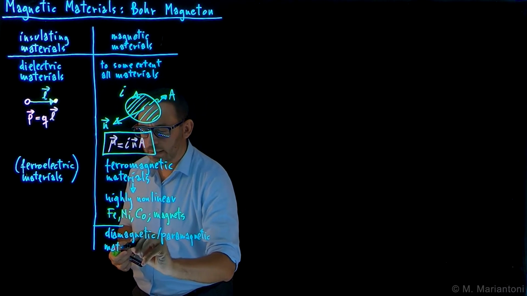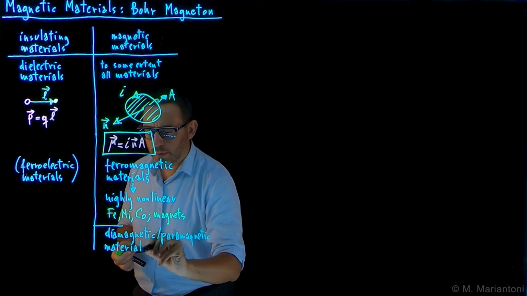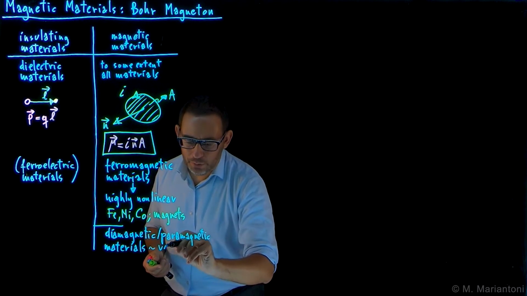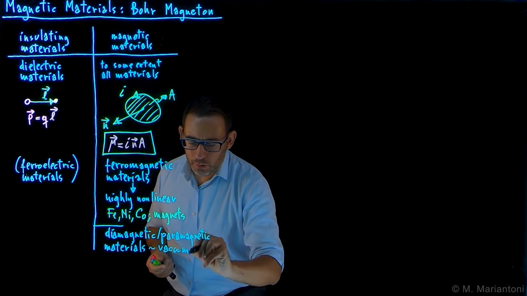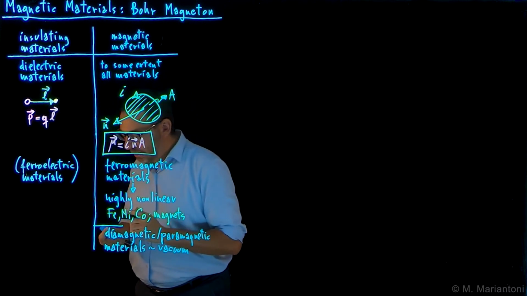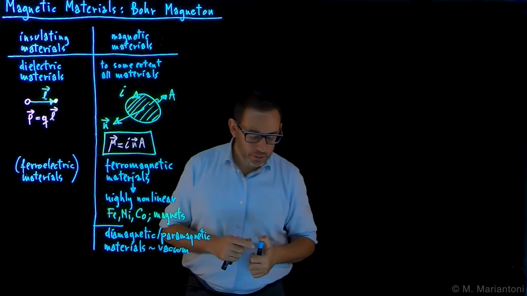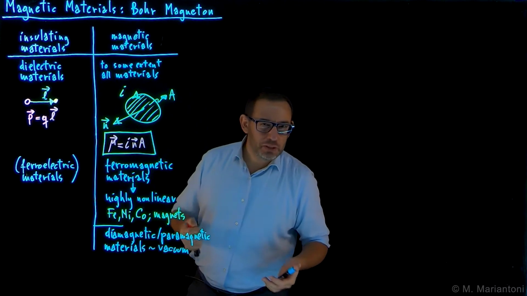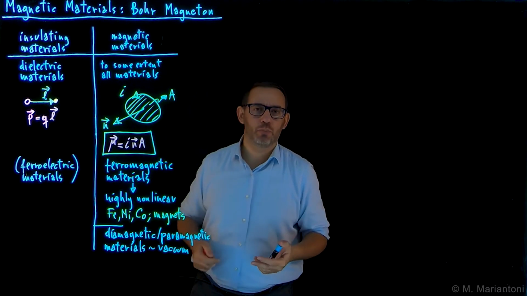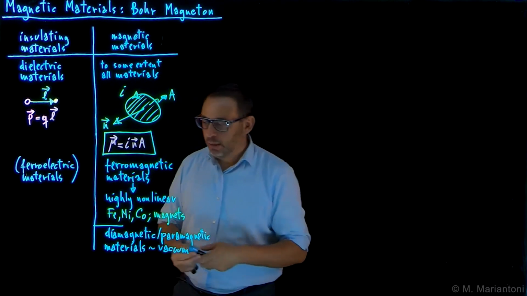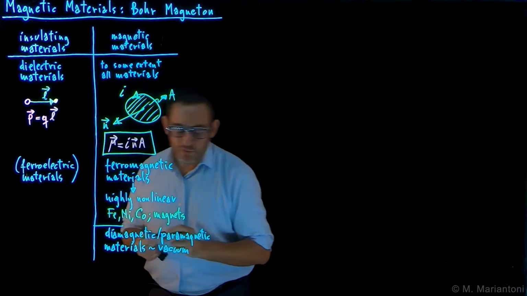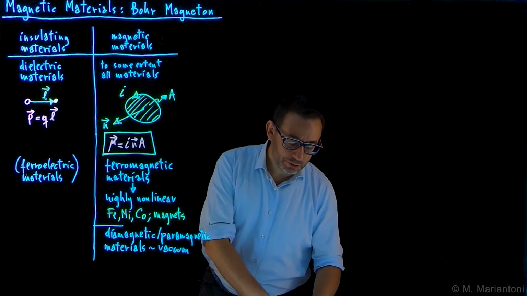However, these materials, both diamagnetic and paramagnetic materials, are approximately like vacuum. Okay, so we need to distinguish them from vacuum, but for many applications, they're basically like vacuum. And so if you take a piece of copper and you put it in an external B field, for us experimentalists, it's basically like vacuum. So unless you're really studying the properties in detail of these materials, in many experiments, we can basically treat them as vacuum. Whereas ferromagnetic materials, you definitely cannot.